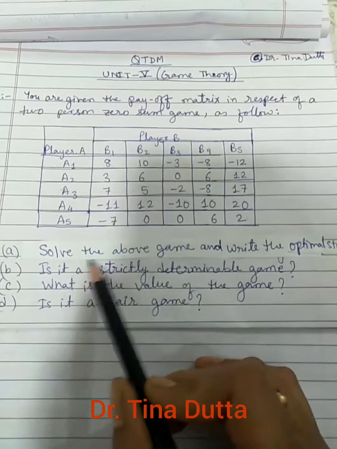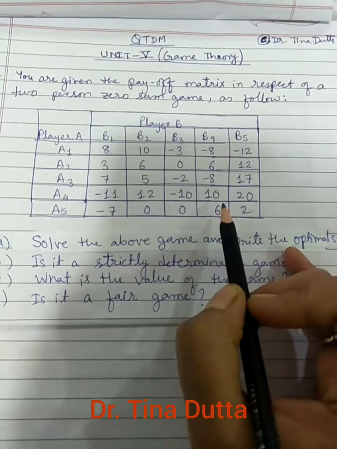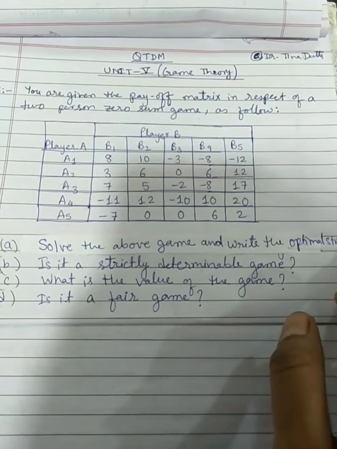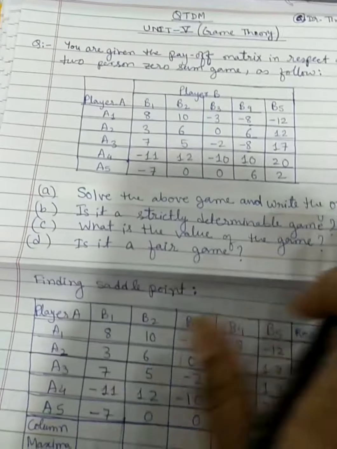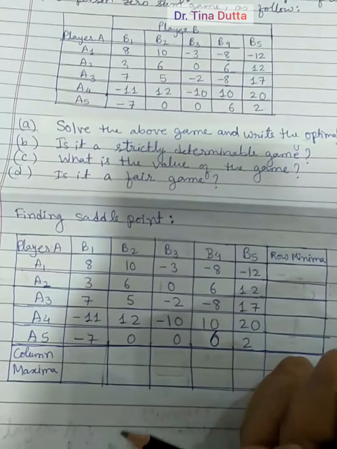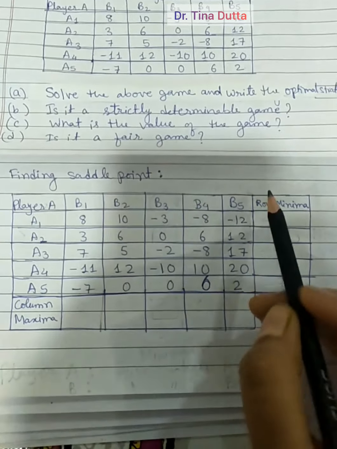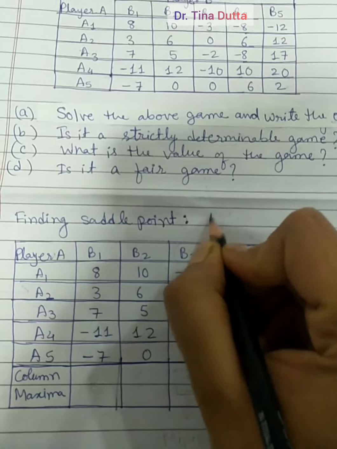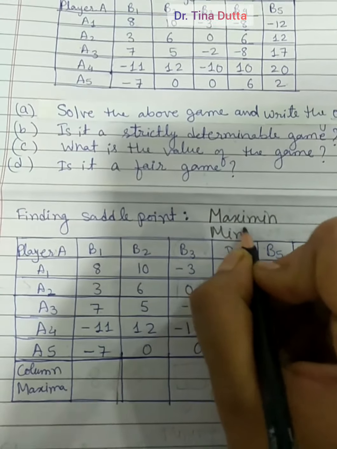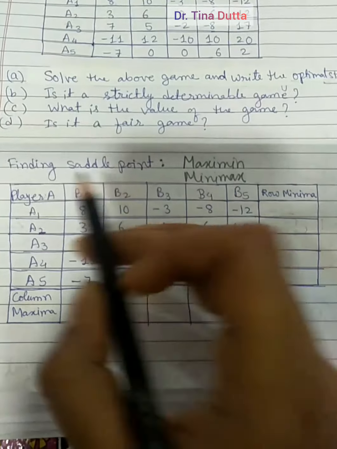So the first question is, solve the game. In order to solve the game, we would first look for saddle point, whether there is a saddle point in the existing game or not. For saddle point, you know that you need to calculate maximin and minimax values, and if the maximin and minimax values are same, that means saddle point exists. So here we will be finding saddle point first. For that we need to calculate maximin and minimax values, and we will see whether these two values are same or not.